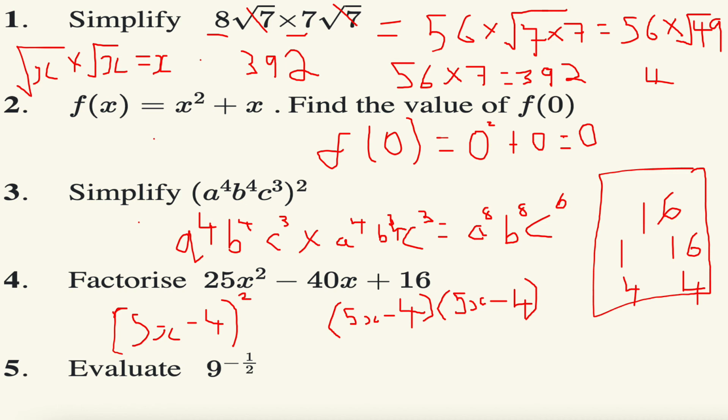This is question number 5, guys. Evaluate 9 to the minus a half. Well, this is negative indices. The power flips it, so it's the reciprocal. 1 over 9 to the half. The power of a half means square root, or the second root we say. So square root of 9. The square root of 9, we should know, is 3, because 3 squared, or 3 times 3, is 9.